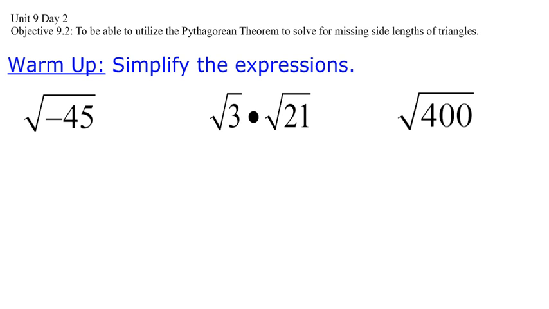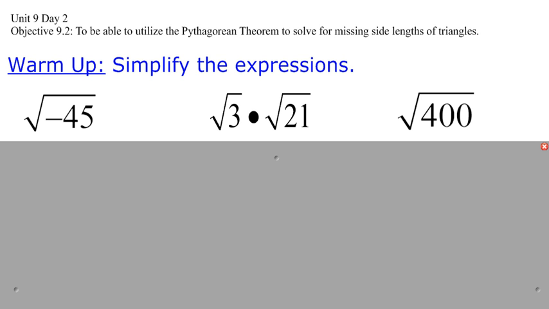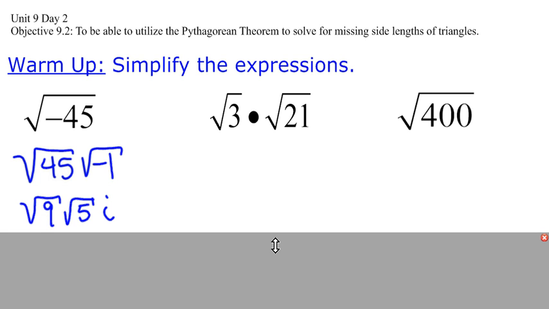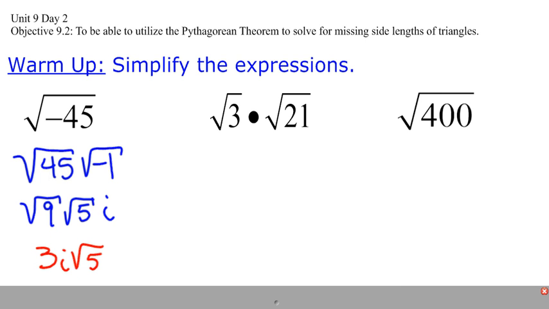Simplify the radical expressions. Our first one is the square root of negative 45, which we know we have to rewrite so it's a positive radical with our radical of negative 1. We know the radical of negative 1 is i, and then we're looking for perfect square factors of 45, which is 9, so we can rewrite it as square root of 9, square root of 5, i. We know the value of the square root of 9 is 3, so we'll have 3i square root of 5.